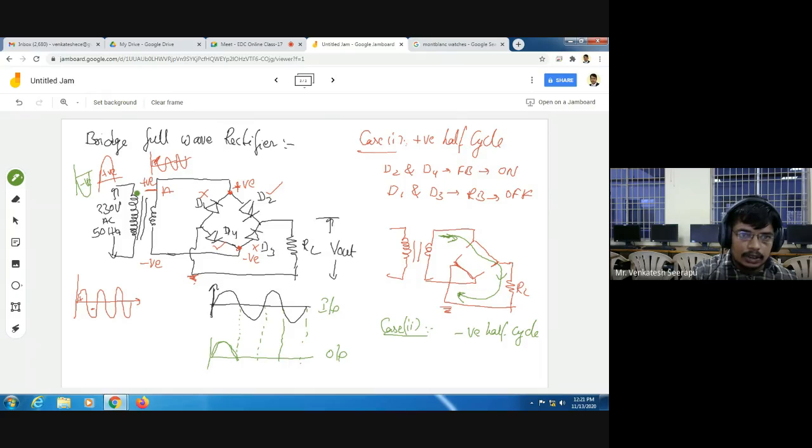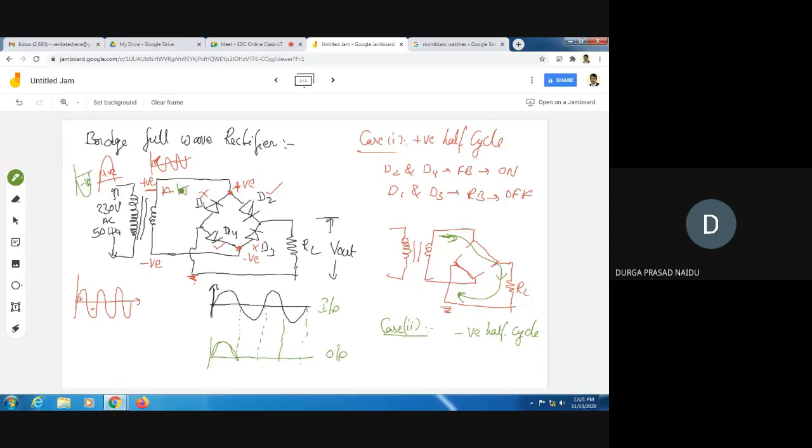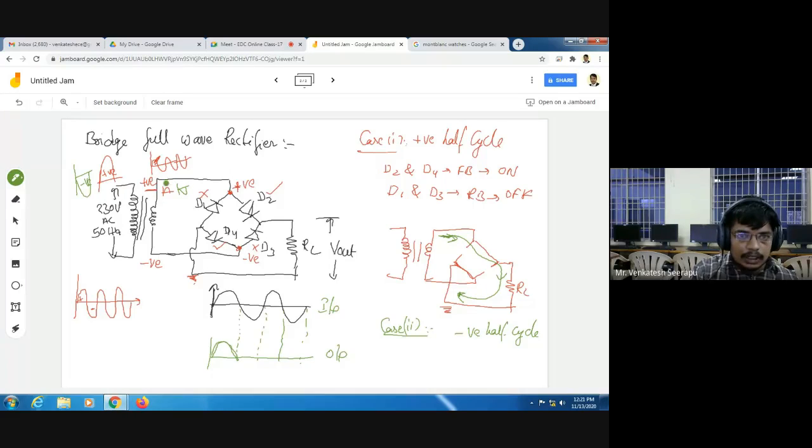Here also I will get a negative half cycle. Negative half cycle means here I am getting a negative sign, here I am getting a positive sign. If negative comes on top, positive comes at the bottom; if positive comes on top, negative comes at the bottom. Now here at this point I will get a negative sign, at this point I will get a positive sign. So green marks for applying a negative half cycle, red marks for applying input as a positive half cycle. So here at this point I am getting negative, here I am getting positive.